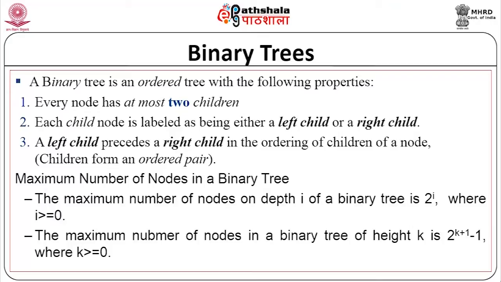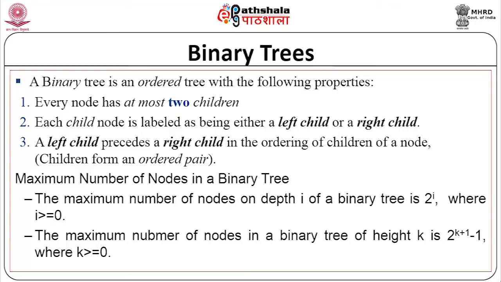The order is specific. So, a binary tree with the order of the children different is a different binary tree. A left child precedes a right child in the ordering of the children of a node, and the children form an ordered pair. Only 2 children, they form an ordered pair. So, the maximum number of nodes in a binary tree can also be specified because everything is specified. A root node will have no parent, all the leaf nodes will have no children, and all other nodes can have 1 child or 2 children.